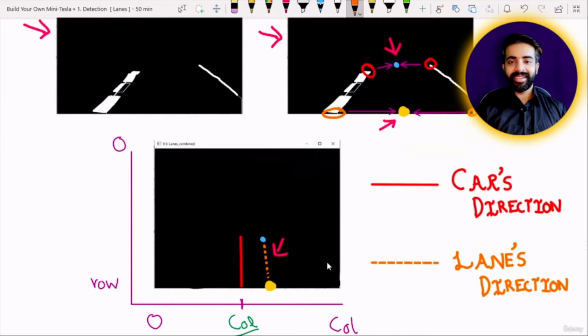But how do we represent the car's direction? Shown in this red vertical line is the car's direction. And the way to understand this is, if you remember the position of the camera on the car, it was placed right on the top in the center and facing forward, which meant wherever the camera was seeing, it was the car's direction. So this particular red line is actually representing the car's direction. So we have both the lane's direction, the lane start, and the car's direction and the car's start point.